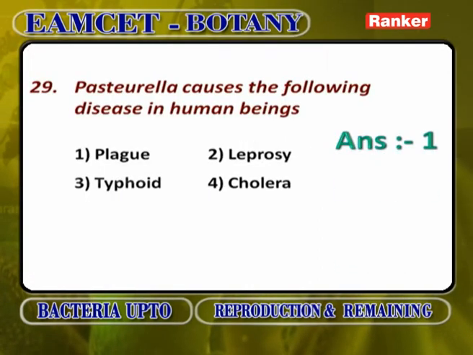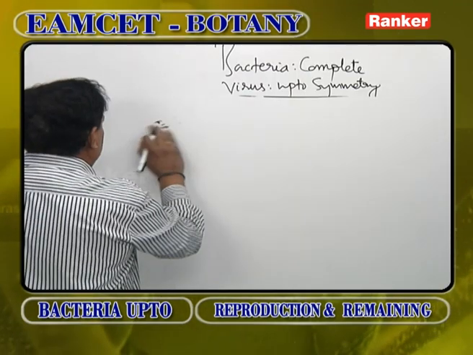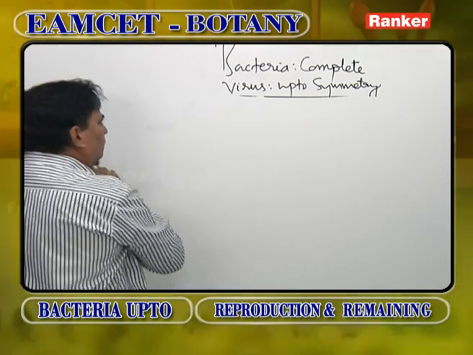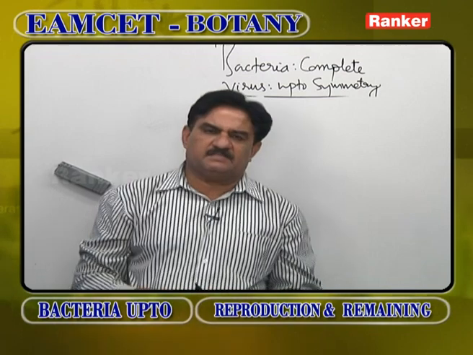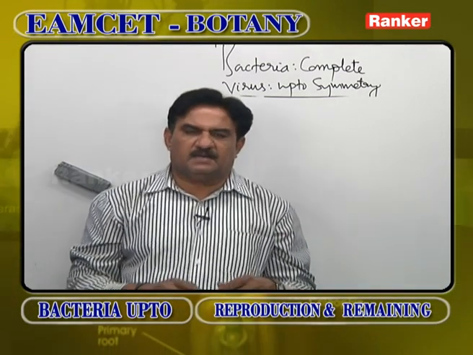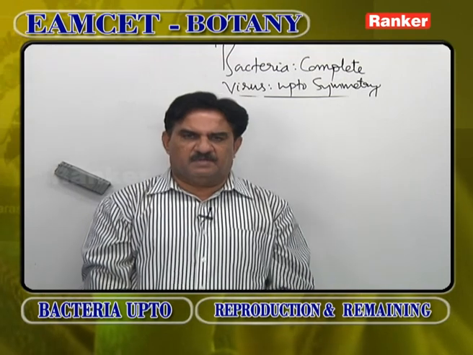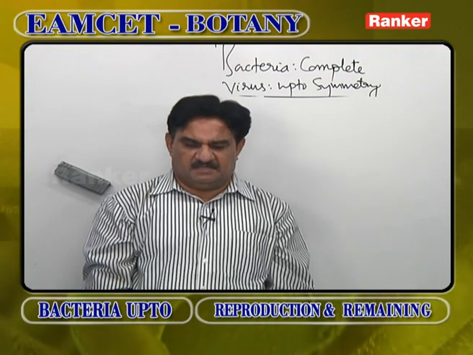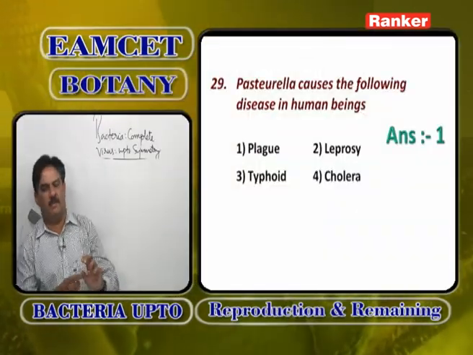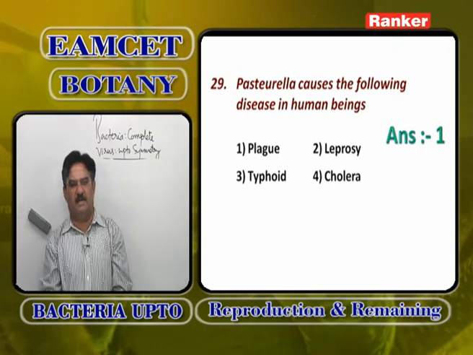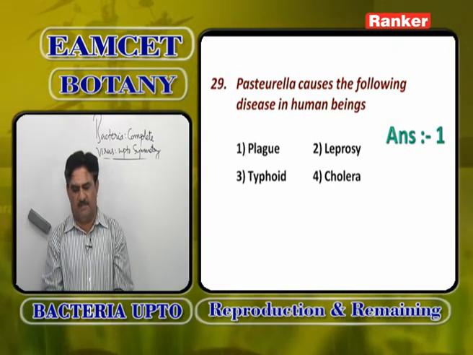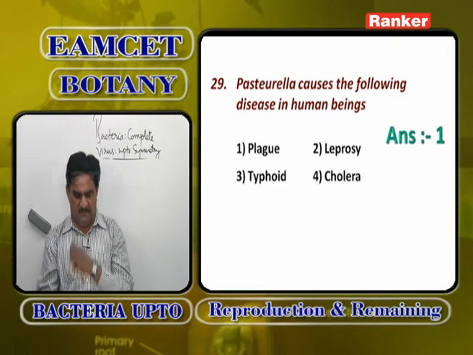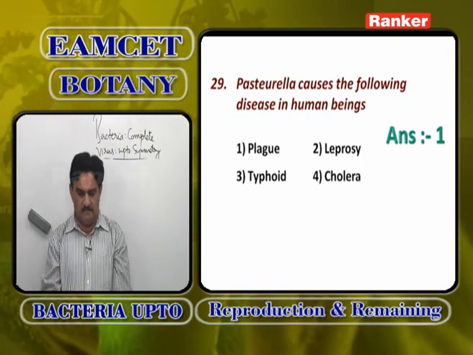Pasteurella causes the following diseases in human beings. Pasteurella pestis always causes plague. Leprosy is caused by Mycobacterium leprae. Typhoid is caused by Salmonella typhi. Cholera is caused by Vibrio cholerae. So, Pasteurella causes plague in human beings.